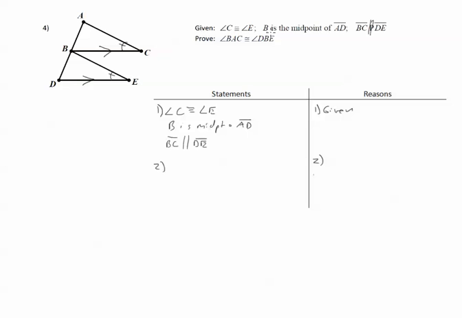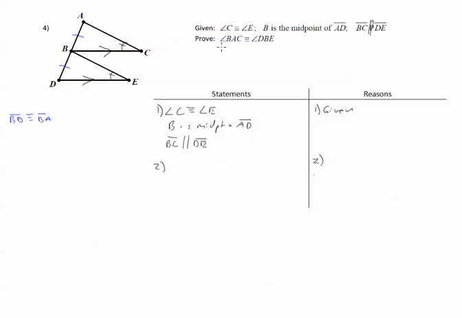Let's look at that second given. B is the midpoint of segment AD. I can't identify B as a midpoint, but I can use the definition of midpoint to state that segment BD must be congruent to segment BA if B is the midpoint. So my first brainstorming: segment BD is congruent to segment BA.